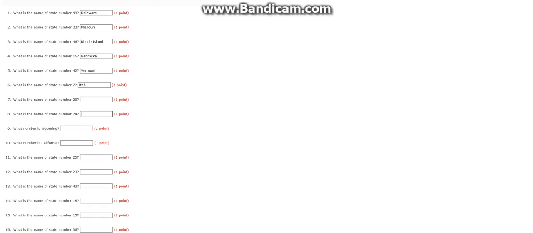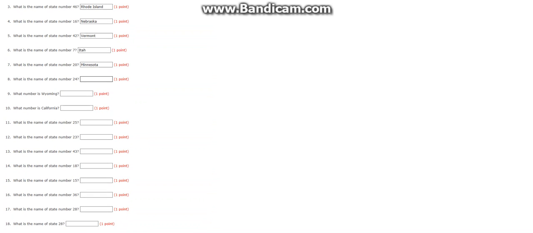State 20 right there, one of my favorites. No, not one of my favorites, actually. That is close to being my favorite, but it's close to it. It's Minnesota. Yes, my friend just moved here from Minnesota. Pretty amazing.